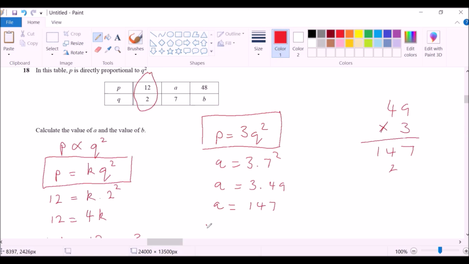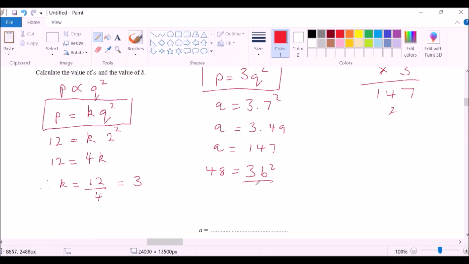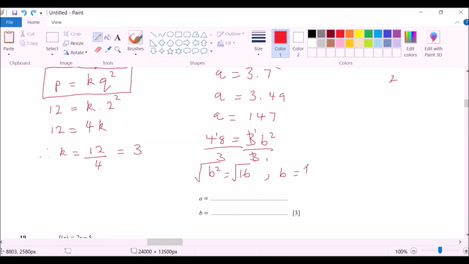To find B, we substitute in this equation. So 48 is equal to 3B squared. Divide both sides by 3. B squared is equal to 3 into 4, 1, remainder 1. 3 into 18, 6. B squared is equal to 16. Square root both sides. B is equal to plus or minus 4. Remember, the square root can be positive or negative. Now we have A as 147, B is plus or minus 4.